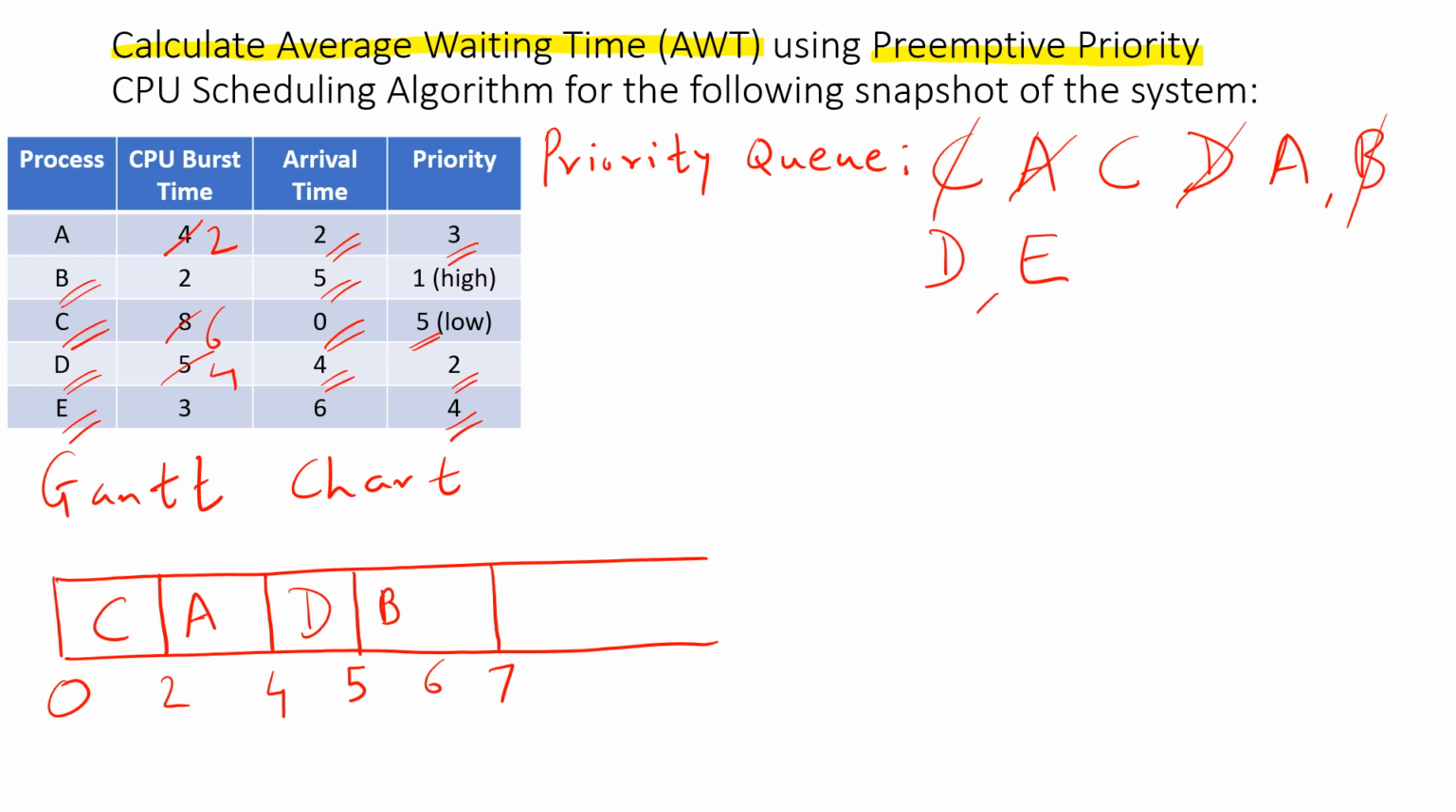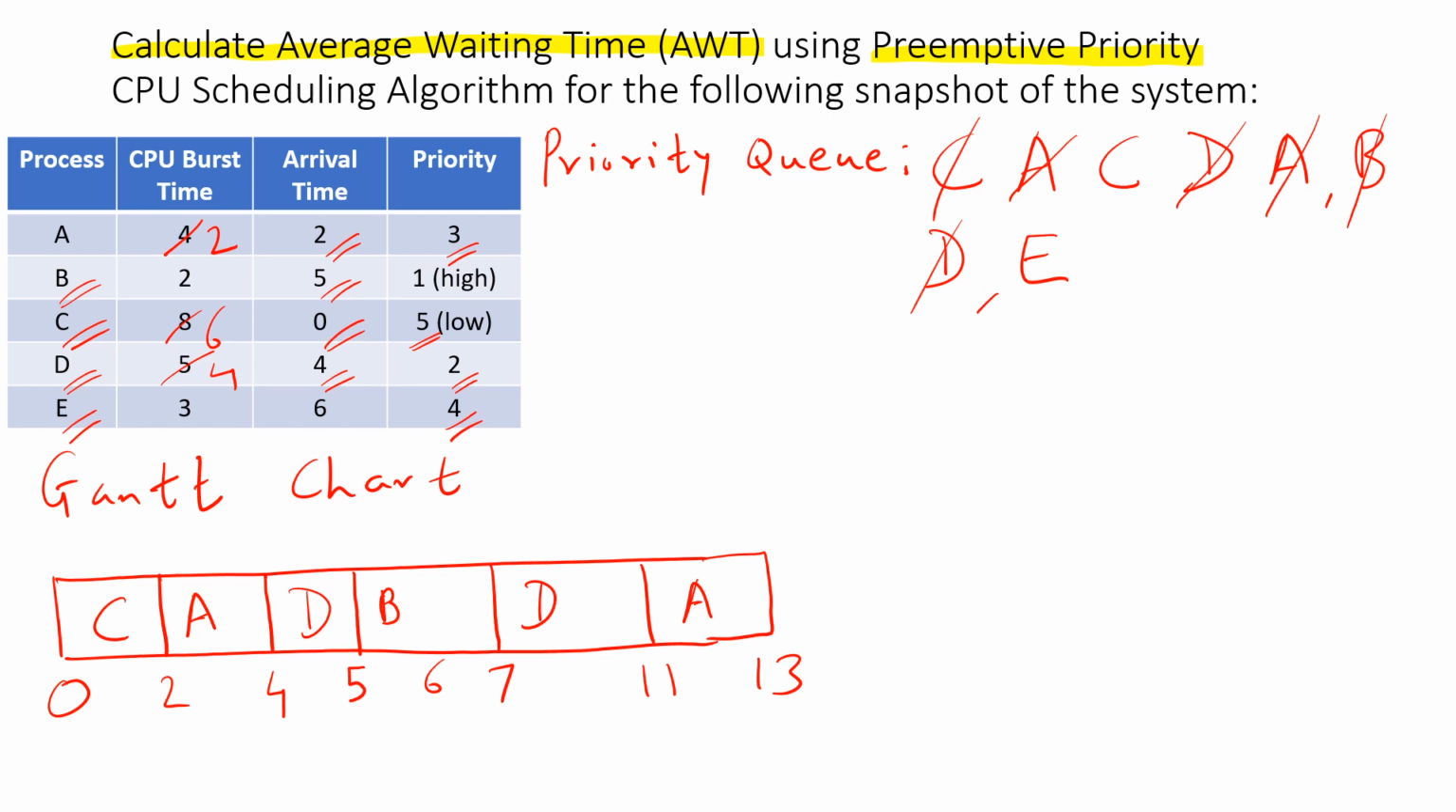So now we are left with C, A, D, E, and the CPU will be given on the basis of priority. So priority for C is 5, priority of A is 3, priority of D is 2, and priority of E is 4. So the highest priority is of D, so D will get the CPU. D will use it for 4 units of time, so that is up to 11, right? Then out of C, A, E, priority for C is 5, priority of A is 3, and priority of E is 4. So the highest priority is of A, right? So A will start running again, and A will use it for its remaining time, so that is 11 to 13, 2 units of time.